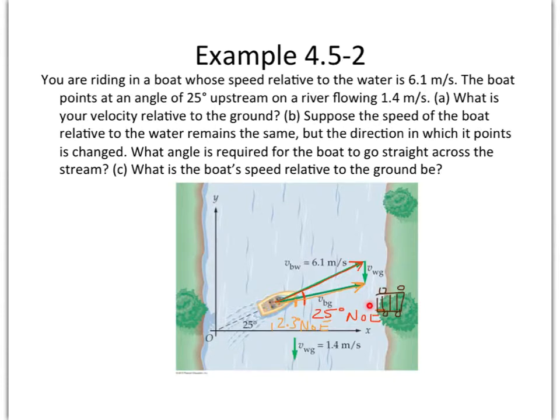So part B is: what angle is required to go straight across? We want the sum of this vector at some unknown angle, it's no longer 25 degrees, because 25 degrees will give you the result of this 12.3 degree angle. It's some new angle that this red vector is going to be at. This plus the water going due south is going to result in our boat going directly across the stream to the dock. That's what we want to find.